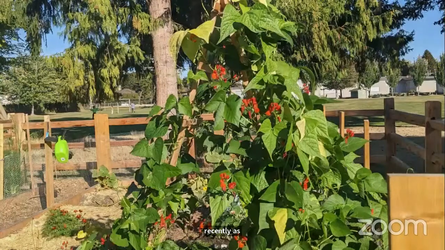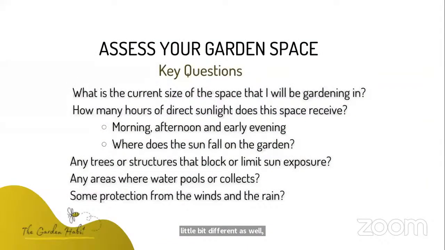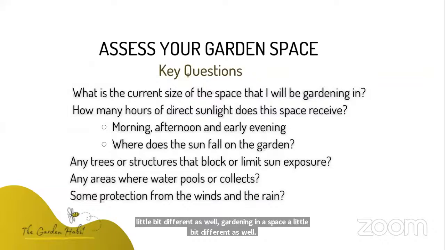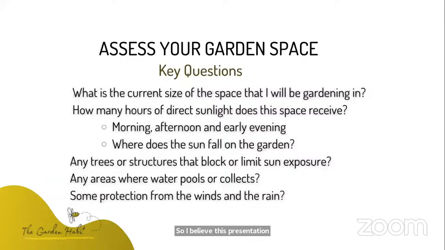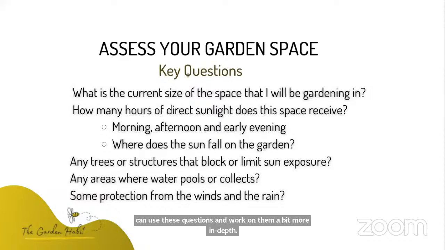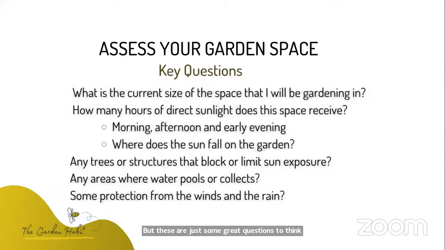Now, if you live in an apartment building with a balcony, you might only get 3 hours of sun. If I'm south facing and I don't have any structures that block the sunlight or the wind, the wind can be quite problematic where I am. So again, it applies if you're gardening in a space that's a little bit different as well. I believe this presentation will be shared, and you can use these questions and work on them a bit more in depth, but these are just some great questions to think about when you're thinking of your own garden space.